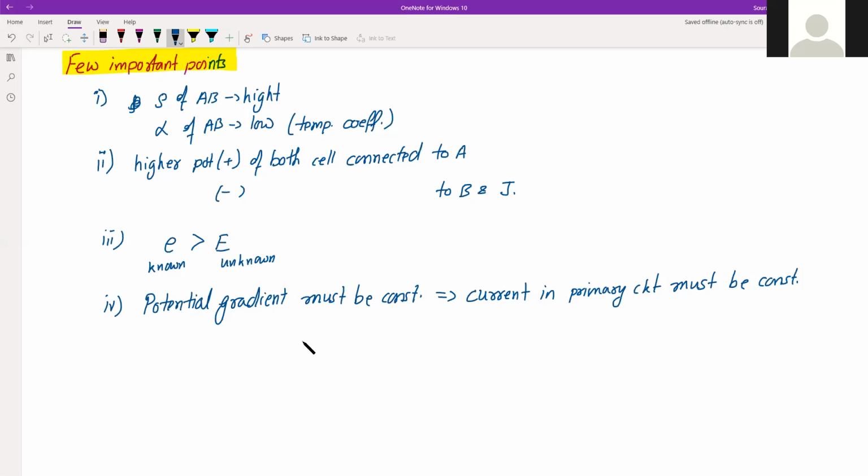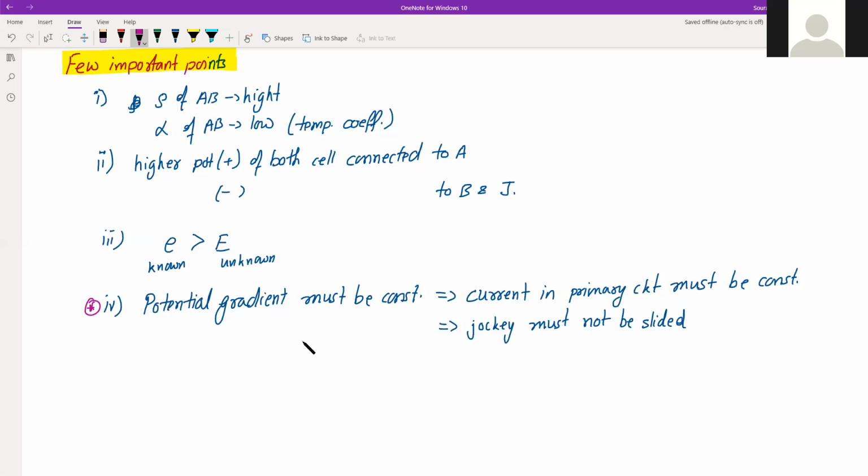So the current in the primary circuit must remain constant, and the jockey must not be slid in contact with the wire. This is something which you have to take care of during your experiment. The jockey must not be slid. You should actually pick it up and put it at different points. Don't slide it, don't rub it. We'll explain why this is required, and this is an important tip from a practical point of view.